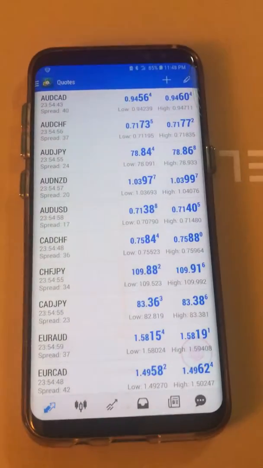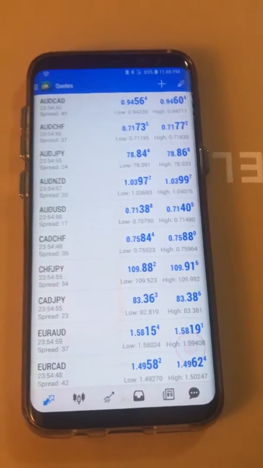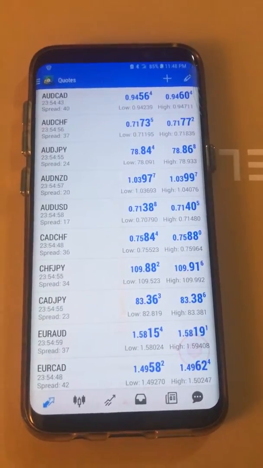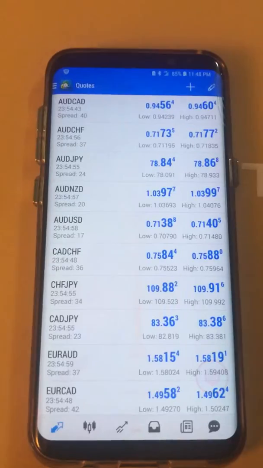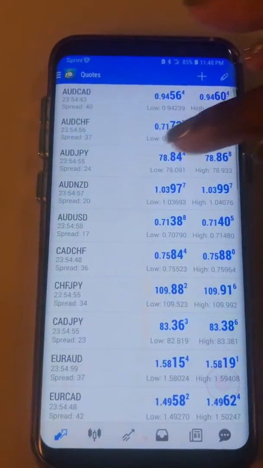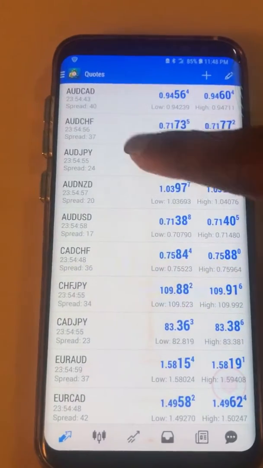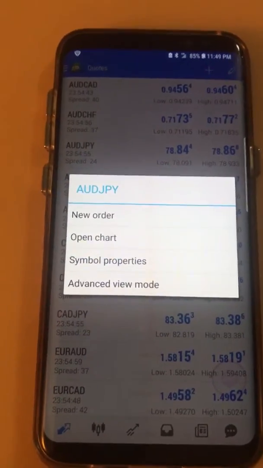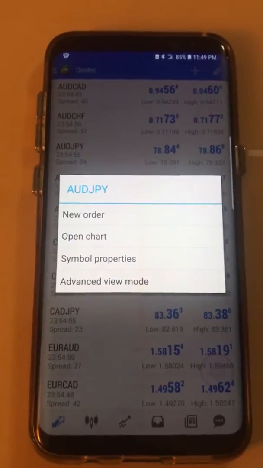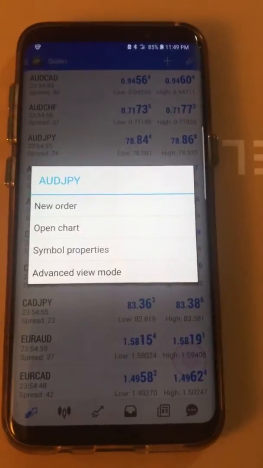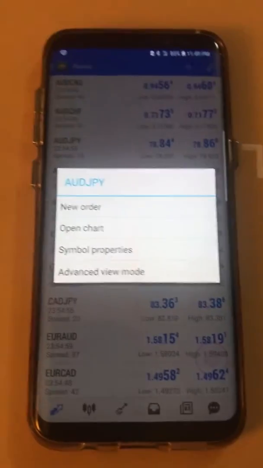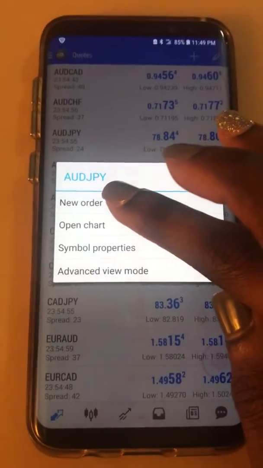We're going to pretend that we got a signal from Dr. Spiller, and the signal said buy AUDJPY. We are going to find AUDJPY on our list. It's the third choice. And you are going to hard press it until your little menu bar drops up. As you can see, there are 4 choices here. The only choice we are going to concern ourselves with is the one that says new order.